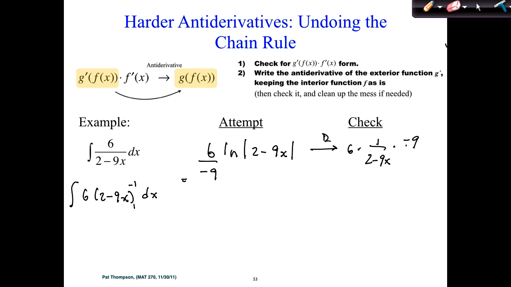So -2/3 natural log of 2 minus 9x plus c, which is, reminder, the minus f of a in the fundamental theorem.